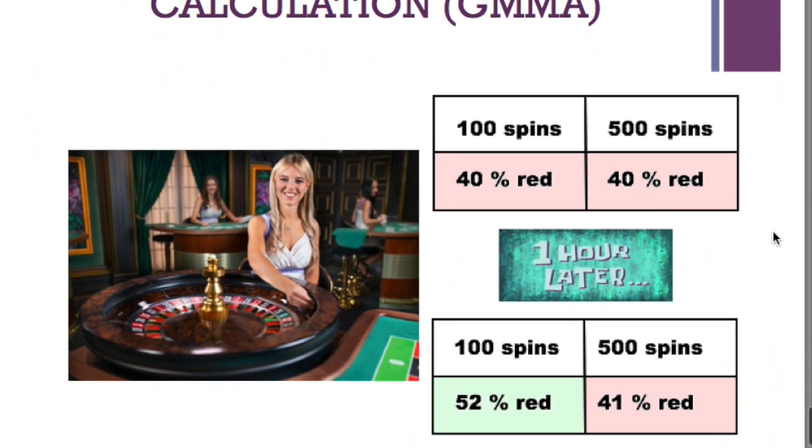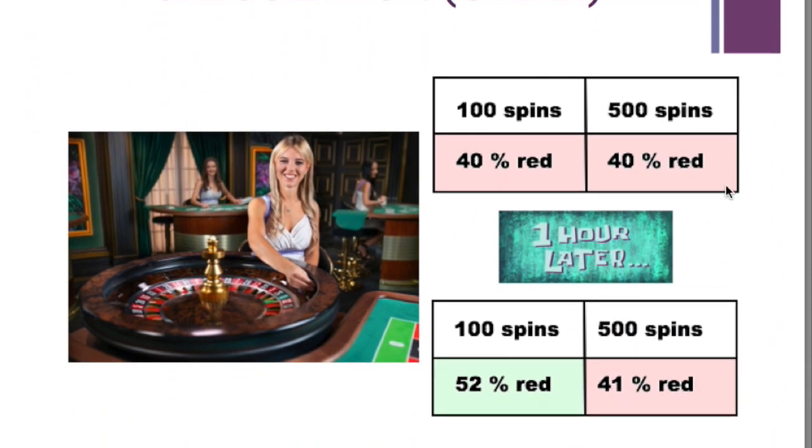Casino games like roulette are exactly the same. So here you see the short-term statistics, 100 spins, and the long-term statistics, 500 spins, and we see a cold red, 40%, 40%. But 1 hour later, I came back and I saw in the short-term statistics 52% red, and in the long-term statistics 41% red. So here was the real change. And if the change is consistent, then you also will start to see it in the long-term statistics.